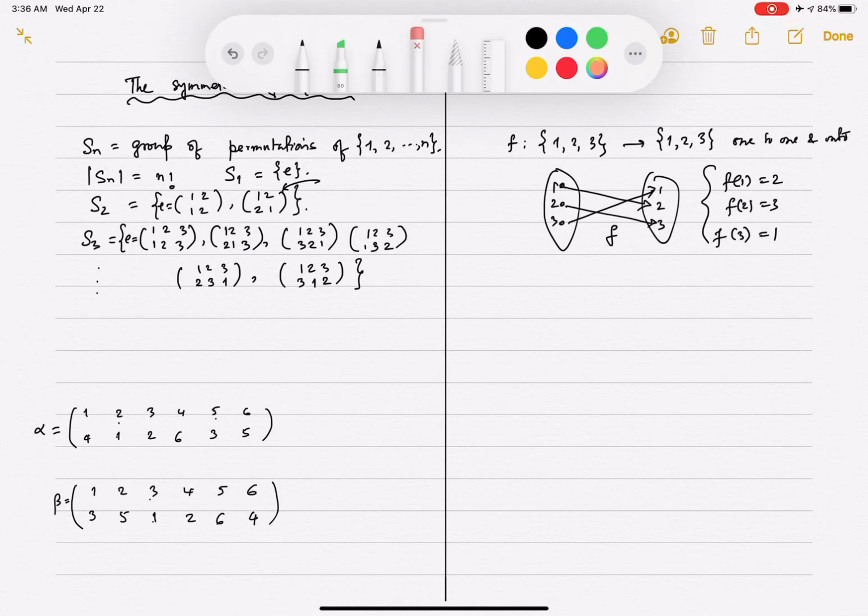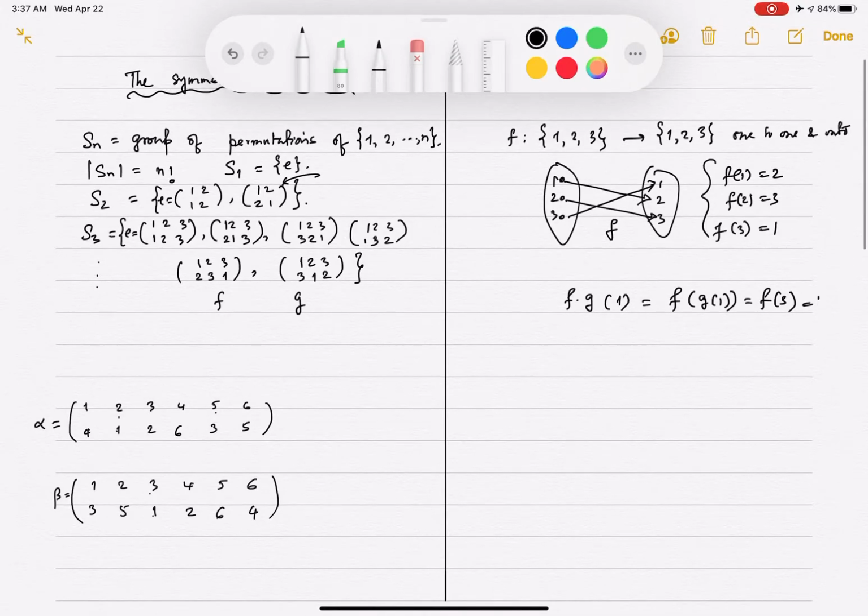And we know how to multiply two such permutations. You just apply them back to back. Like if you call this f, and then call this g, let's multiply them, fg. When you multiply them, you have to apply them to 1, 2, 3 and see what you get. So fg of 1 is f of g of 1. What is g of 1? It's 3. And then what is f of 3? It's 1. So fg of 1 is 1.